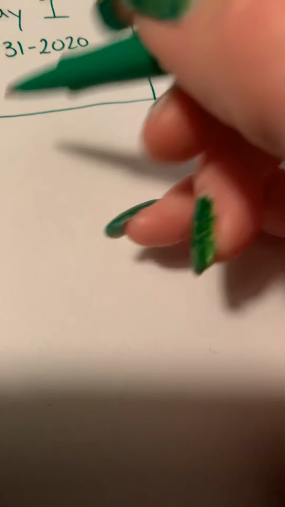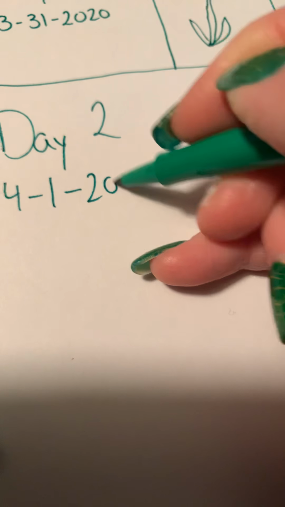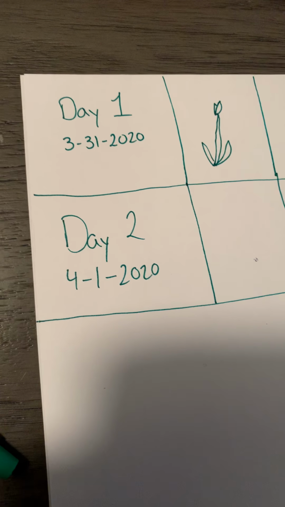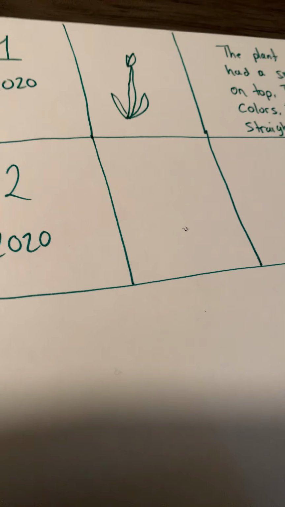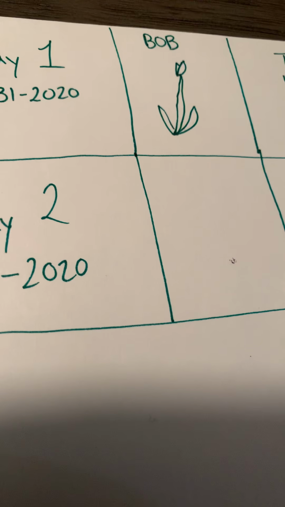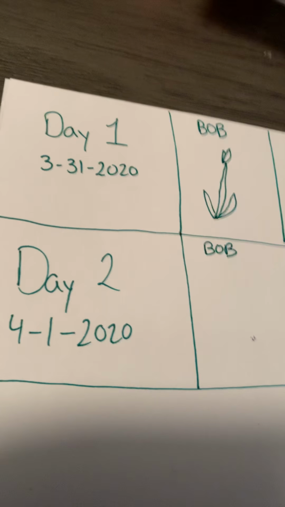Okay, and then tomorrow you'll put day 2, and it will be 4/1/2020. It will be April 1st. Ooh, April Fool's Day. Maybe Miss Slaughter might trick you with something. You never know. Then you're going to do the same thing with the same plant. So maybe you can name your plant. I'm going to name my plant Bob.